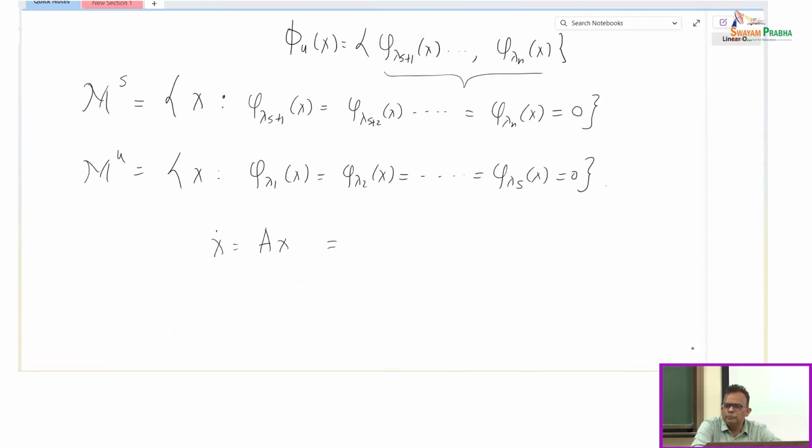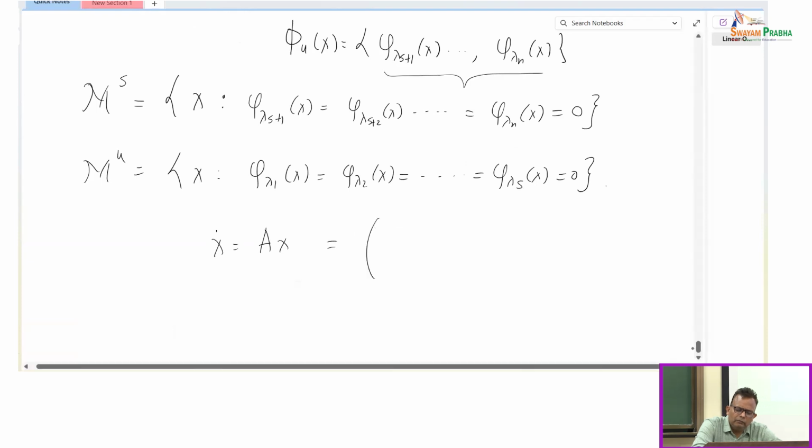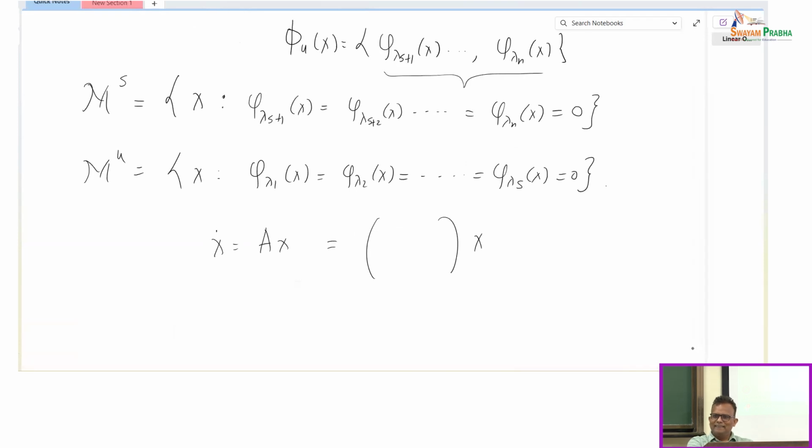So x dot equal to Ax. What A do you want to pick, for which you know the eigenvectors and eigenvalues are real? We can always pick the diagonal ones. It may not be fun, but to make life easy, why not? So let's say A is 1, 0, 0, 2.